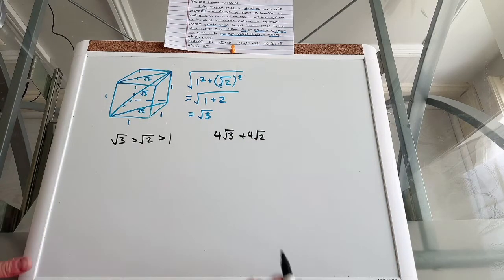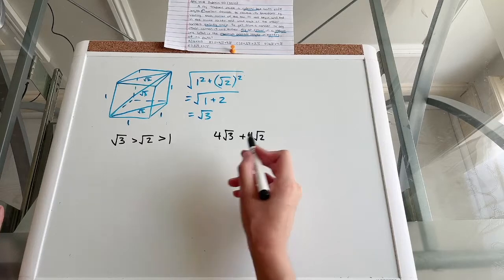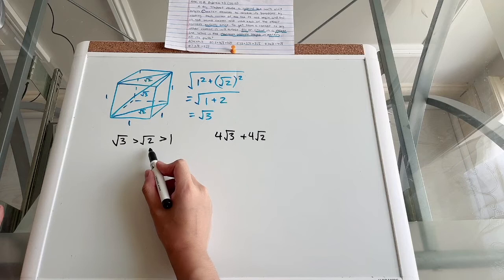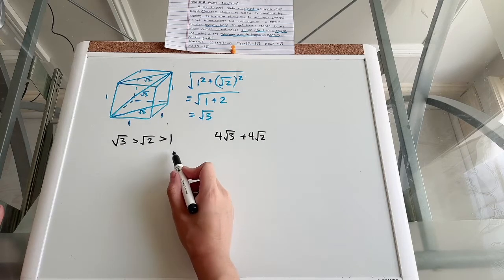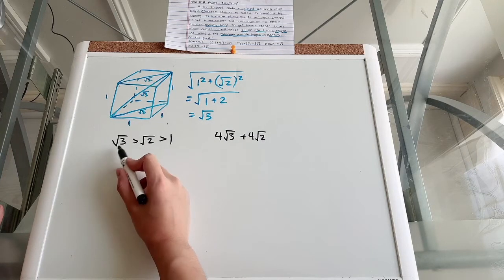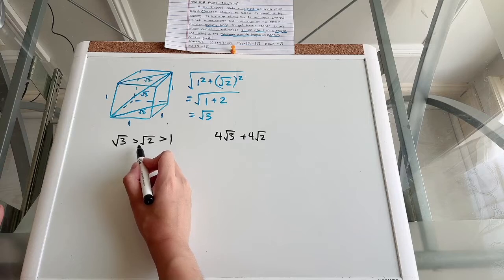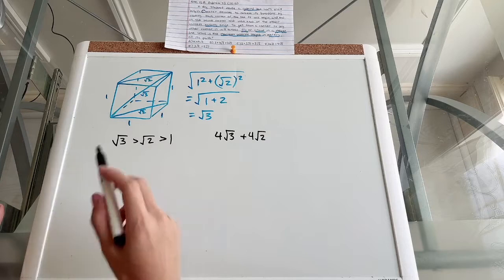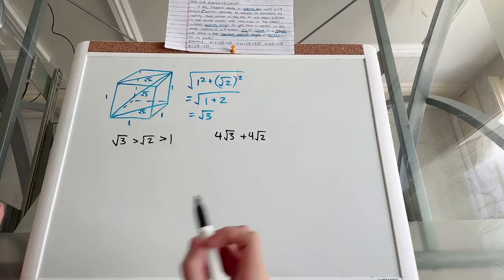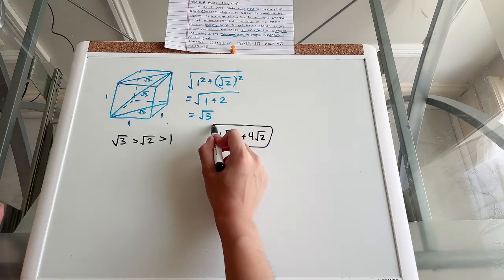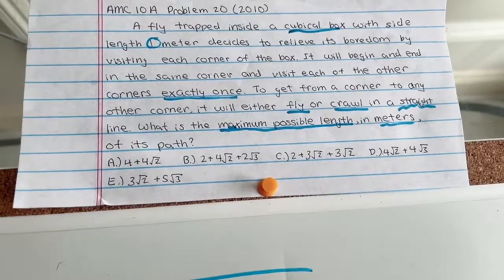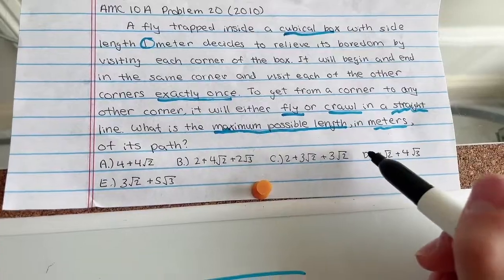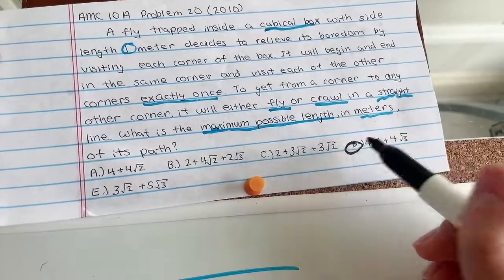So the maximum path would be 4 times the square root of 3 plus 4 times the square root of 2. Because remember, the square root of 3 is the greatest and the square root of 2 is greater than 1. So you would want to travel these two as much as possible, but the maximum you can travel each is 4 times. You can only travel that length 4 times before it repeats. So this would be your answer. Looking at the answer choices, we can tell that the answer would be D, 4 times the square root of 2 plus 4 times the square root of 3.